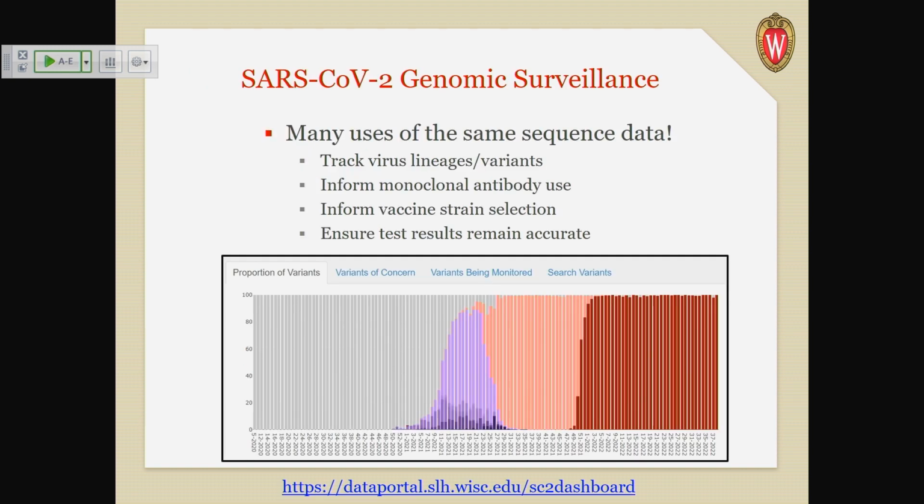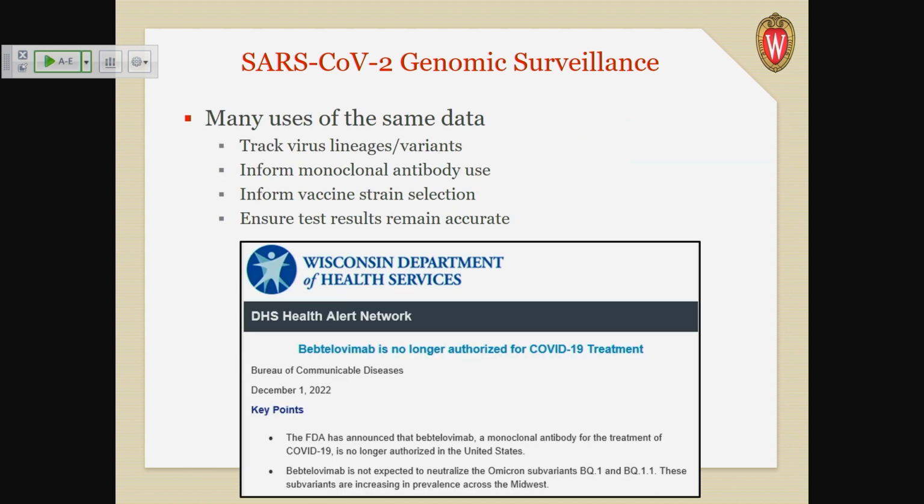So, things that we've used next-gen sequencing for a while now: SARS-CoV-2 genomic surveillance. We sequence it, and then we have the sequence that we can use for many different things. We can obviously track the lineages and the variants, inform monoclonal antibody use, vaccine strain selection, and ensure those tests remain accurate. Here's an example from almost a year ago now where bebtelovimab was no longer authorized. The FDA actually pulled the authorization because the currently circulating variants were resistant to that.